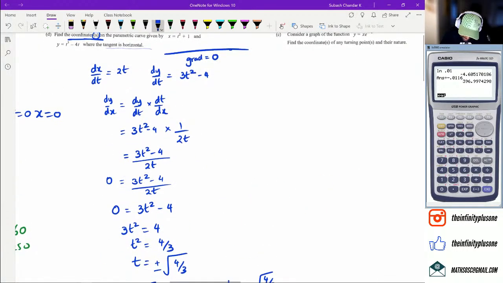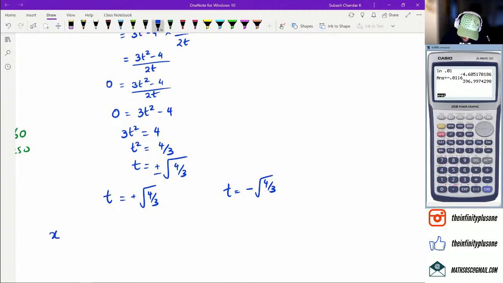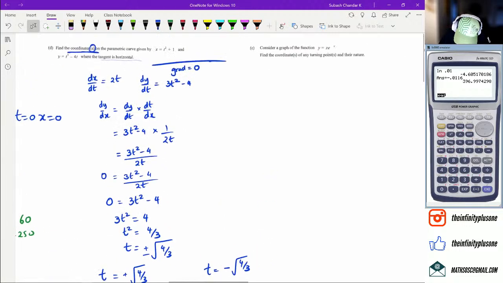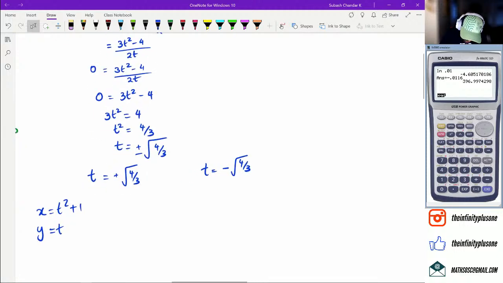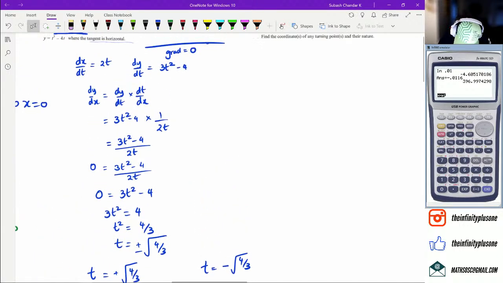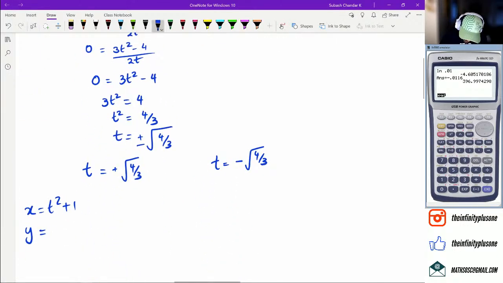So if you look at it, x is t squared plus 1, and y is t cubed minus 4t. The 2t gets multiplied by 0, and so it becomes 0.